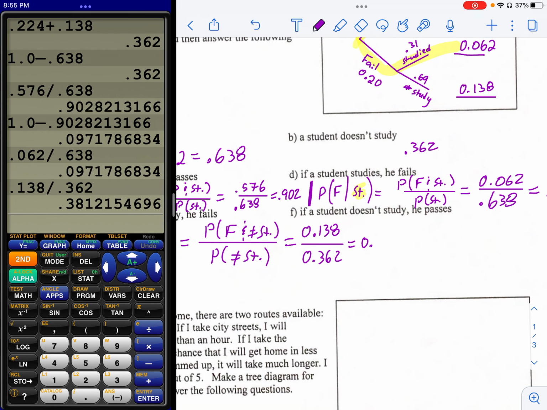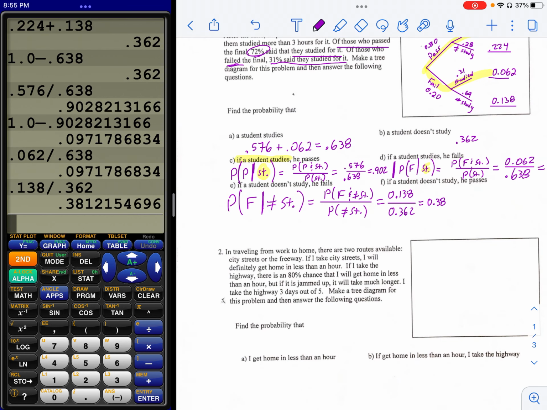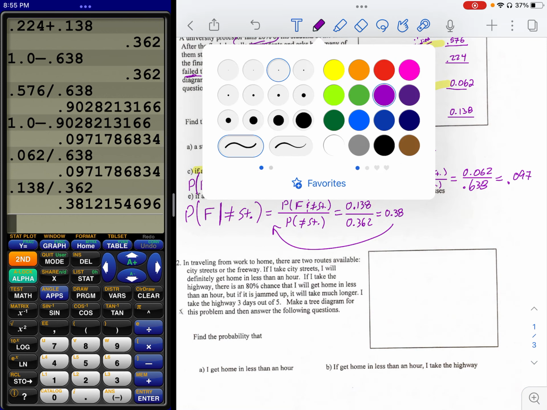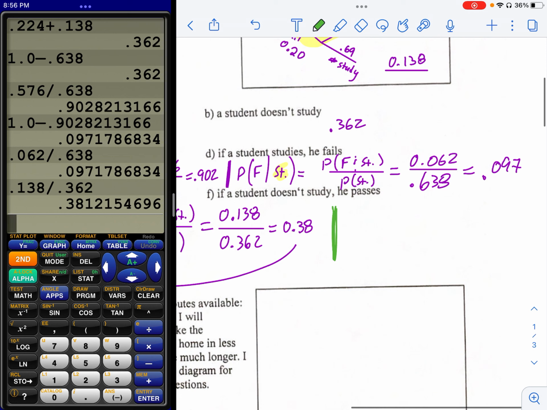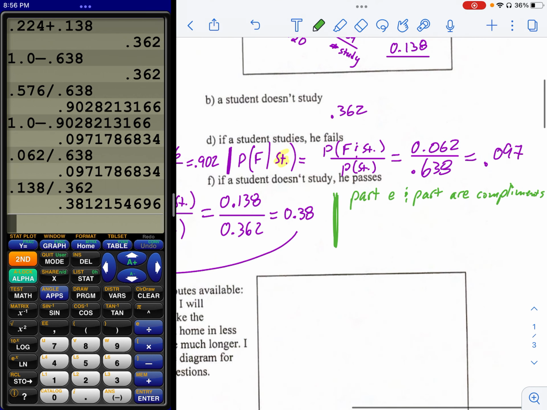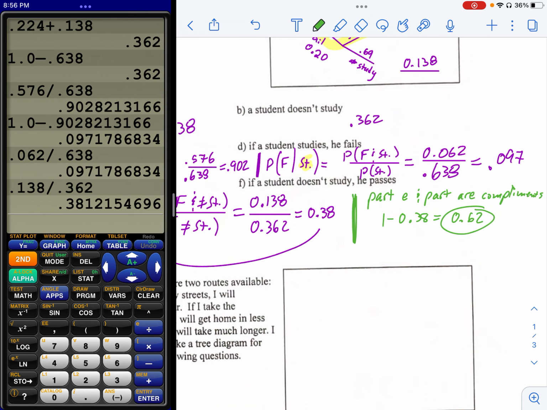38% of the time. Okay. So that's the answer there. Now, let me change color so it stands out. So part E and F are complements. If one of them has to occur, the answer is just 1 minus 0.38. So you're going to get 0.62.